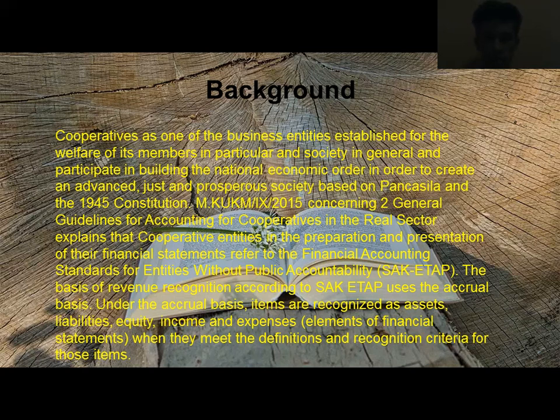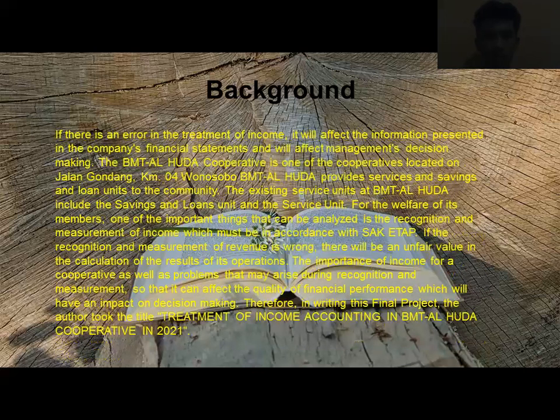The basis of revenue recognition according to SAK ETAP uses the accrual basis. Under the accrual basis, items are recognized as asset, liability, equity, income, and expense, or elements of financial statements, when they meet the definition and recognition criteria for these items. Next, if there is an error in the treatment of income, it will affect the information presented in the company's financial statements and will affect management decision making.